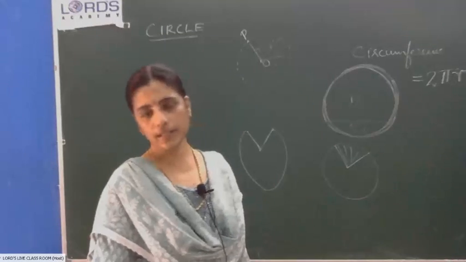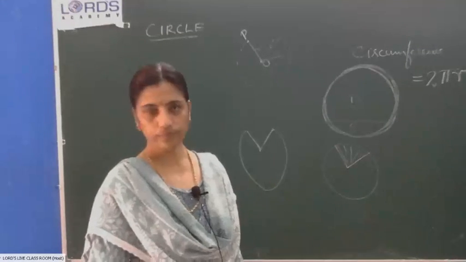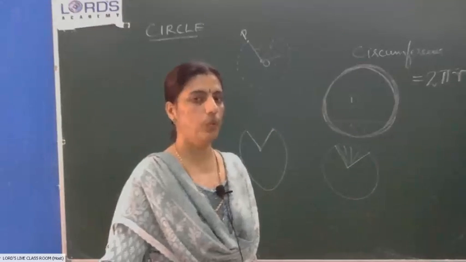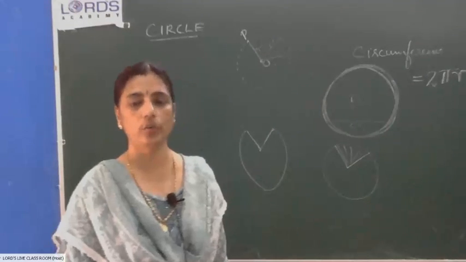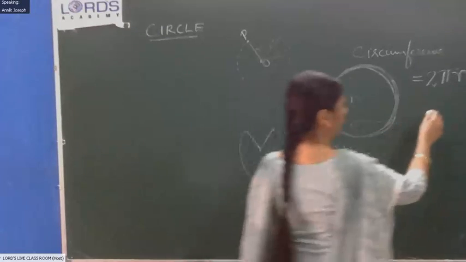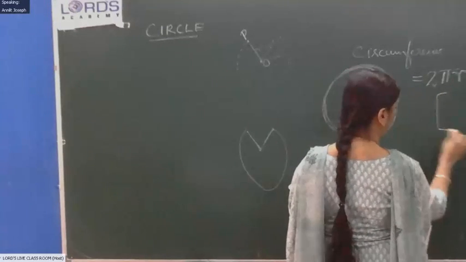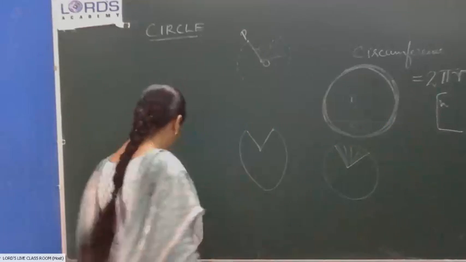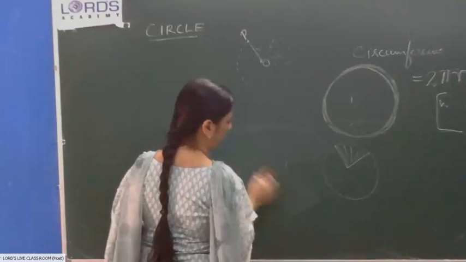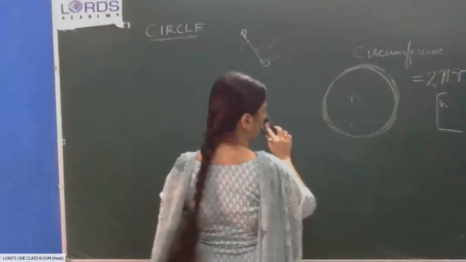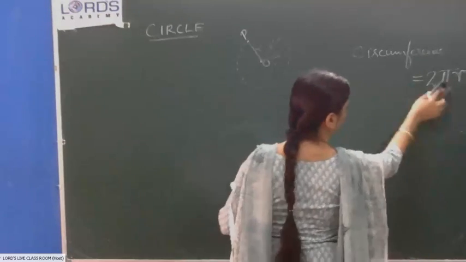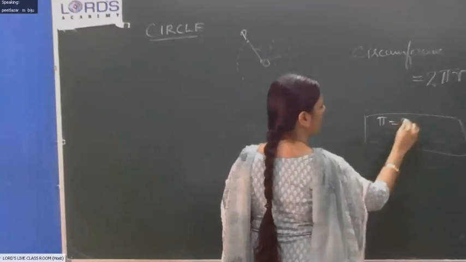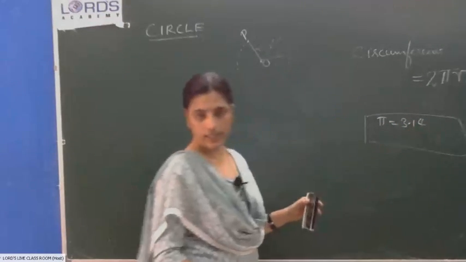Here r means radius. Pi is a constant. It has a fixed value. What is the value? 3.14. Okay, you write. In bracket you write where, pi equal to 3.14 in decimal form.